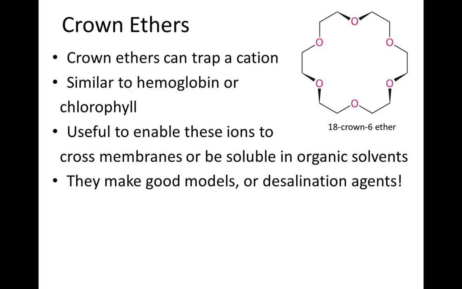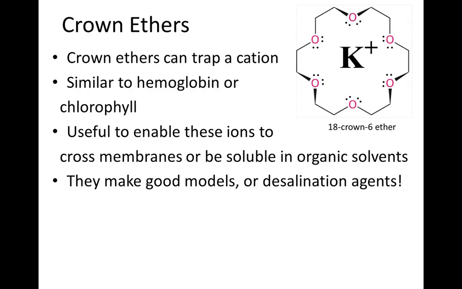Another thing that they can do is they can be used as models for biological systems. If you think about it, hemoglobin has 4 nitrogens, not 6, but 4 nitrogens, and they hold an iron in the middle. And chlorophyll holds a copper, and those things all have this kind of feature. We've got some electronegative elements with the electrons pointing into the middle, and there they can hold a cation. So this one fits potassium.